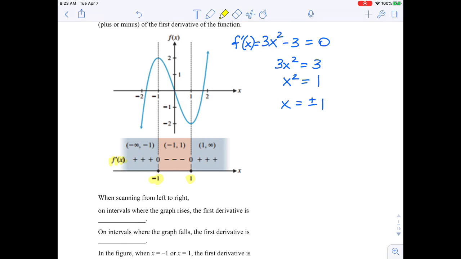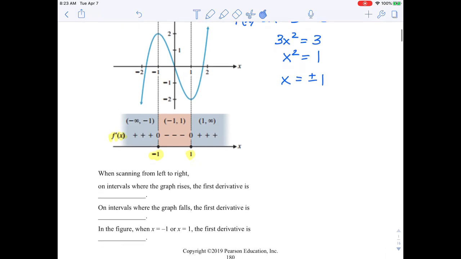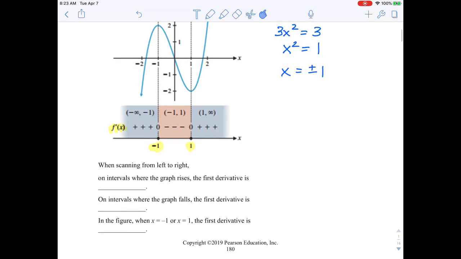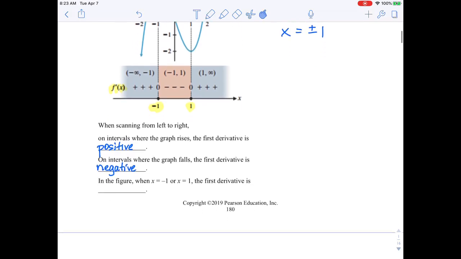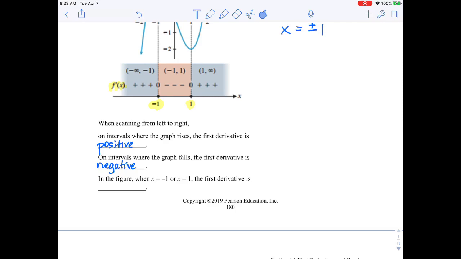Then we test values in each of our intervals in order to find out what sign we have for our slopes. And if we look, on intervals where the graph rises, the first derivative is positive. On an interval where the graph falls, the first derivative is negative. And where it's -1 or 1, the first derivative is 0.